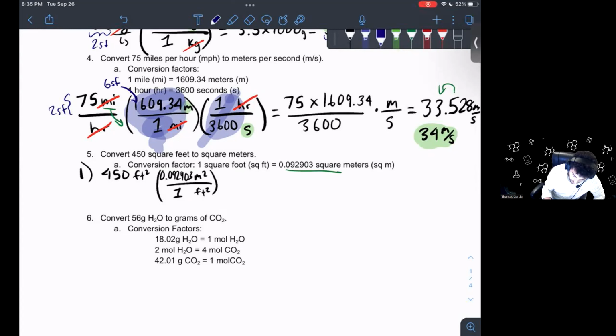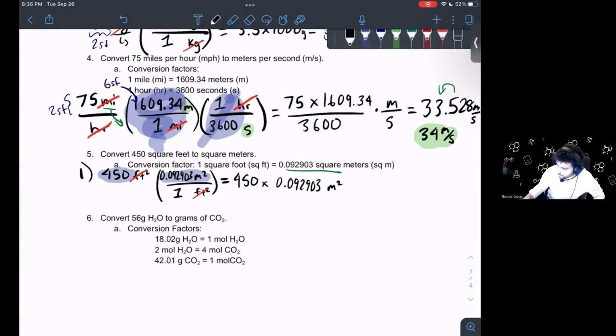We have so many sig figs on top, but we only have 2 sig figs on our original number. So I'm just going to cut to the chase and say our answer will only have 2 sig figs. And when we do 450 times 0.092903, and our feet squared cancel with feet squared, and we'll end with meter squared. Put that into our calculator. And with our two sig figs, we get approximately 42 meters squared, or square meters. Now, that's the first way to do it. I'm going to show you a second way right down here.